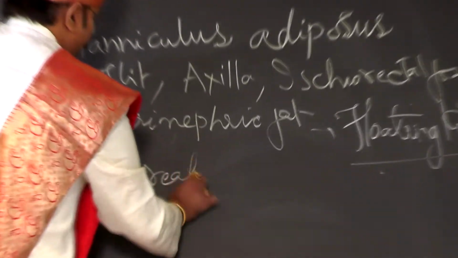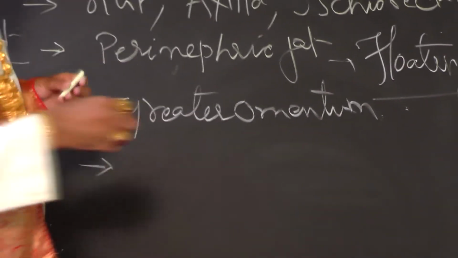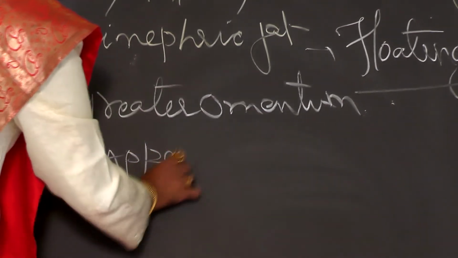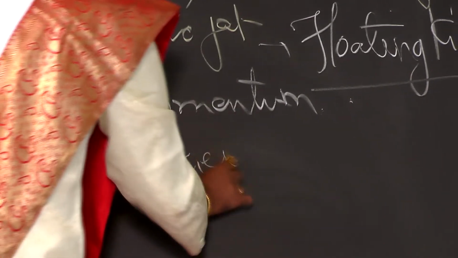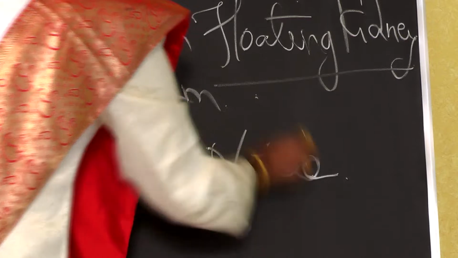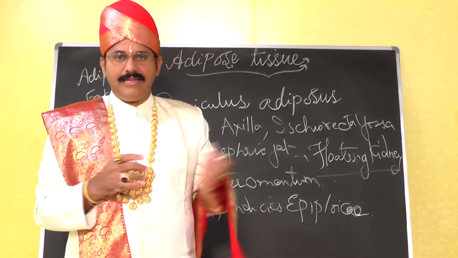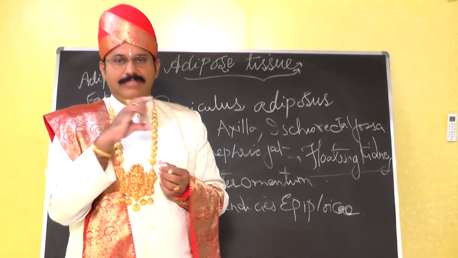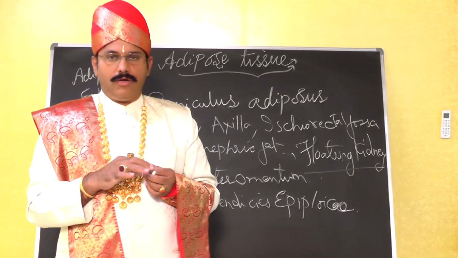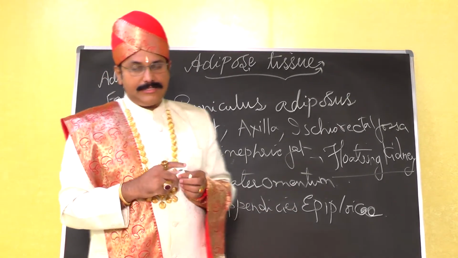Fat is also present in the greater omentum, and also in appendices epiploicae. Now, what are these appendices epiploicae? These are nothing but peritoneal bags filled with fat seen attached to the large intestine, especially your transverse colon and the sigmoid colon. Attached to these, we have the peritoneal bags filled with fat. These are called the appendices epiploicae.